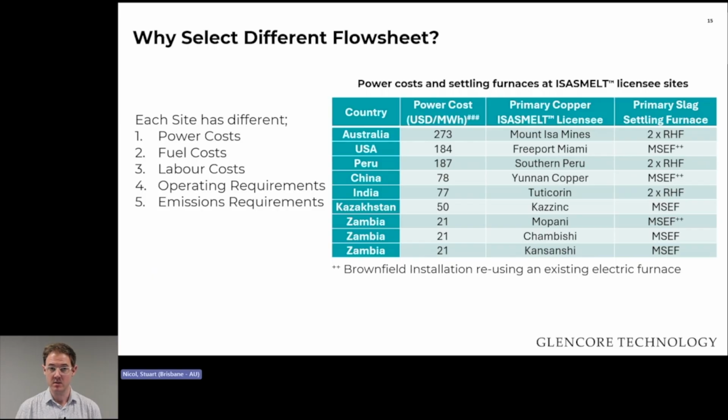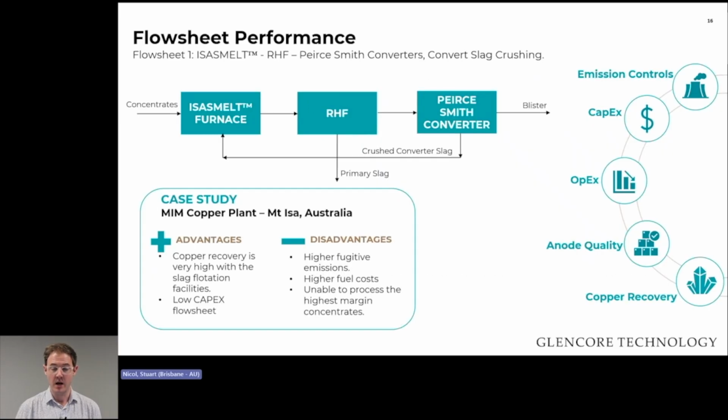So to assess this, I looked at some different flow sheets to explore this for a particular location. I picked 4 flow sheets which have been used in Isasmelt sites. The first flow sheet was that used at the Mount Isa Mine smelter in Australia. In Australia, if you look at the costs and the inputs there, generally labour costs are high, electricity costs are high, fuel costs are generally pretty good. And of course, there are capital constraints at times for these sites.